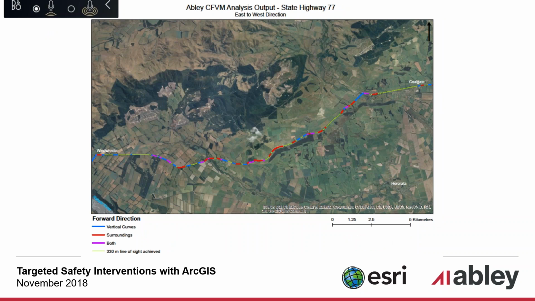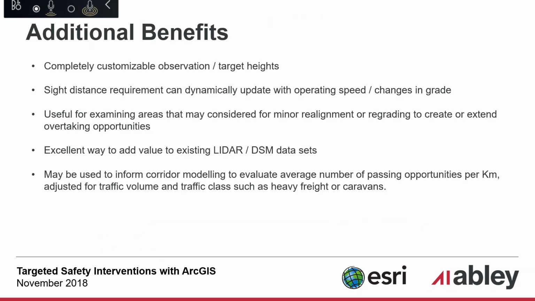And this one here showing, again, analyses by vertical or horizontal restrictions along the corridor. So look, just in summary, this is a very customizable product that we've developed in terms of observation and target heights. The site distance requirement can dynamically update as a function of operating speeds and changes in grade. It's useful for examining areas that may be considered for minor realignment or regrading to create and extend overtaking opportunities. And very much, it's an excellent way to add value to existing LiDAR and DSM data sets.